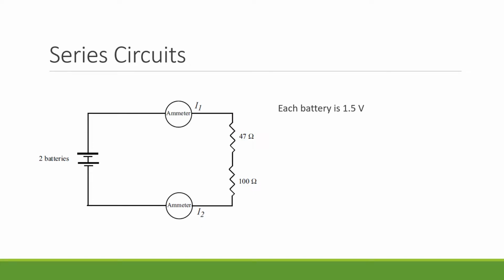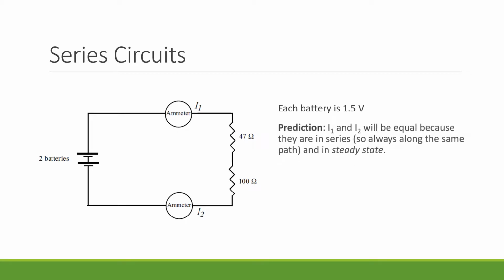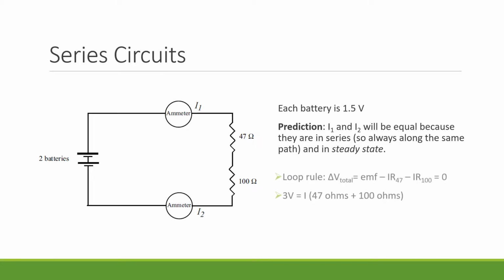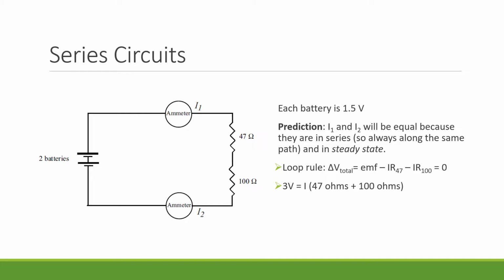First, we were asked to consider a series circuit with 2 1.5 volt batteries, 2 different resistors, and 2 ammeters measuring currents I1 and I2. I predicted that I1 and I2 would be equal because they are in series, so along the same path and in steady state. To find what the current should be, I set up the loop rule equation for the whole circuit. Assuming the 2 currents are the same, they should both be equal to 0.0204 amps.